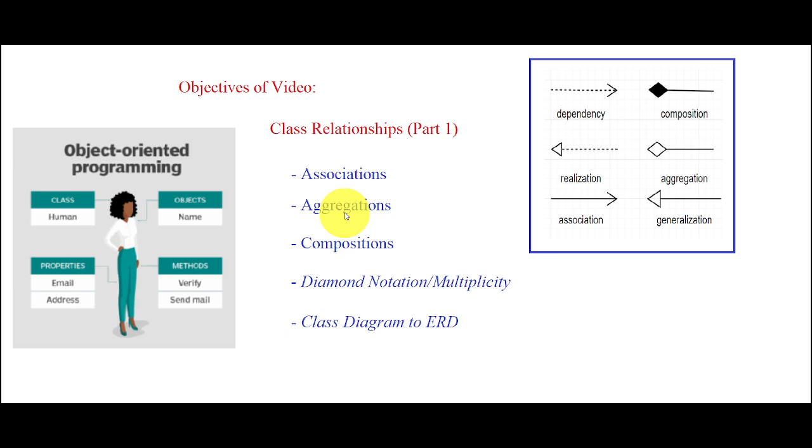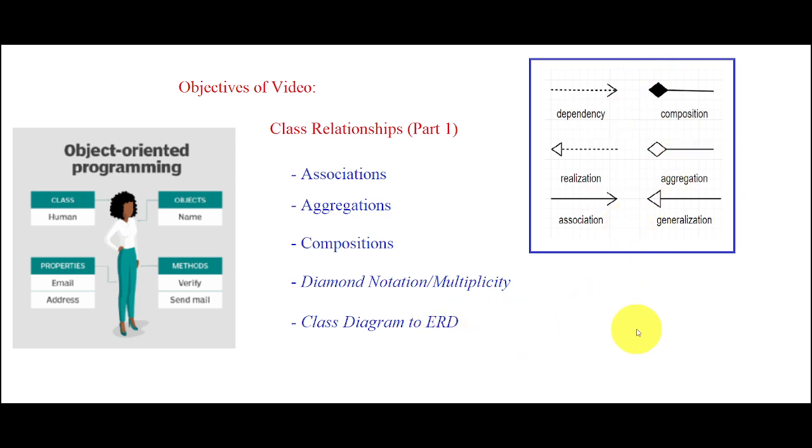But right now, I just want to focus on the relationships between classes whereby you would have what's called an aggregation, a composition. So in this video, the focus is going to be on the association between classes, aggregations, compositions, and the diamond notation that you use in the diagrams. You've got to make sure you get that correct, and the multiplicity in terms of 0 to many or 1 to many relationships. I'll talk about that in a minute. And then finally, how do you represent that same aggregation in an entity relationship diagram?